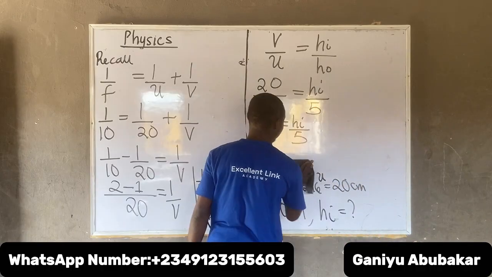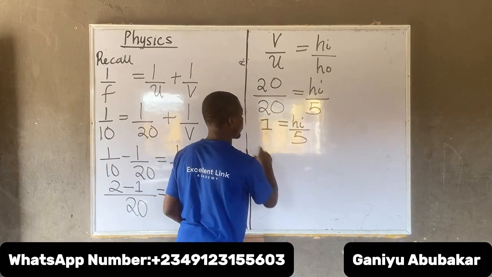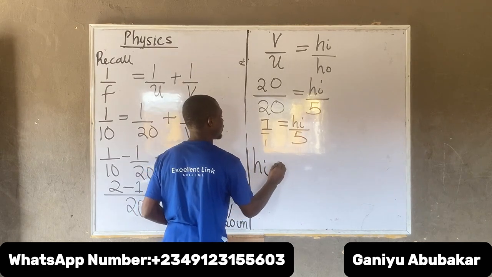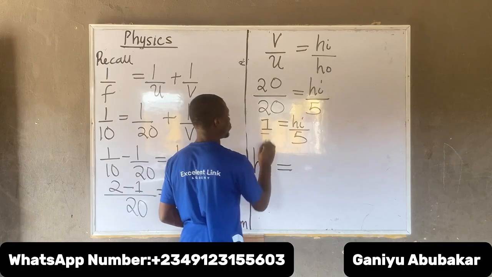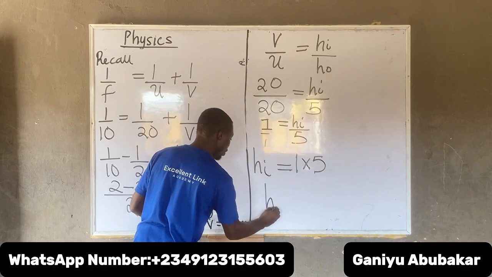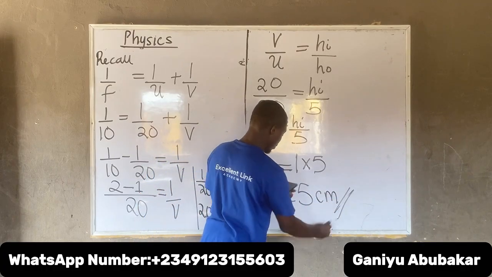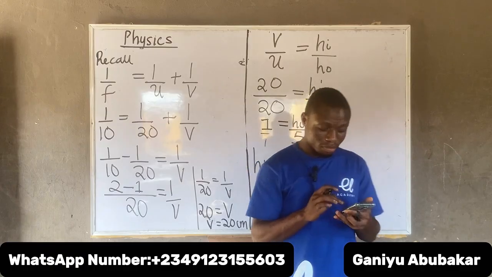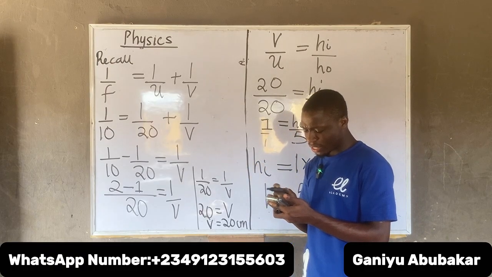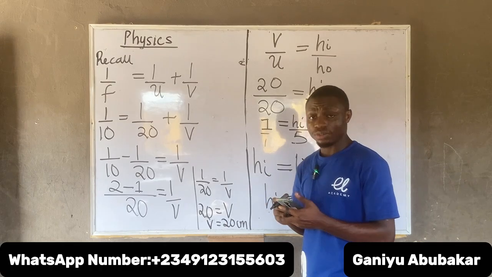In other words, I will multiply here. 1 times 5 gives you hi, that's the image height. So hi is equal to 1 times 5, so hi is equal to 5 cm. Alright, as I solve this particular question, that's all, please.